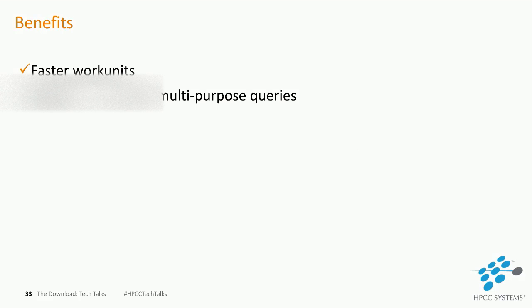The benefits of the parallel engine are that all work units will either be the same speed that they were before or faster. Another one is that there's no time penalty for ECL programmers if they want to use multi-purpose queries, and that's because related tasks can be performed in parallel and neither of them will slow down the execution of the other one.